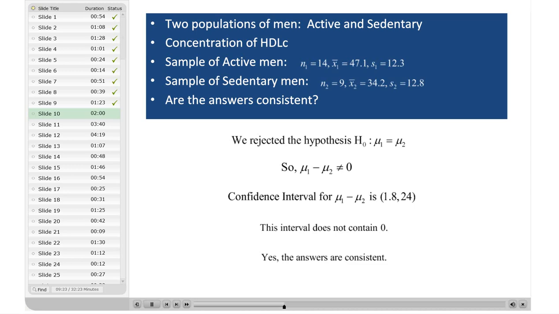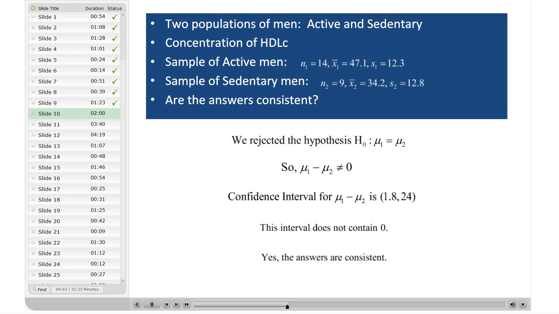This is actually always going to happen if you're doing a two-sample hypothesis test for population means, because really the same mathematical machinery is taking place in the hypothesis test and the confidence interval. So for population means, you'll always get a consistent result between a hypothesis test and a confidence interval.